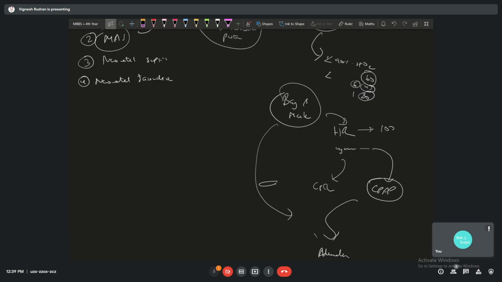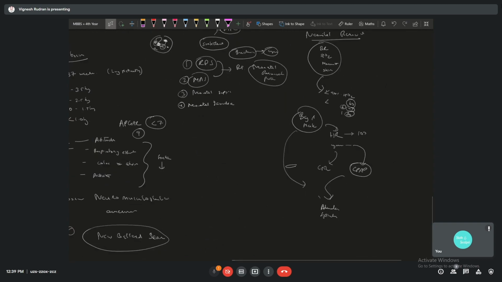This is a rough algorithm. This is not perfect, so please go check your textbooks once. But the concept is, you check the respiratory system, make sure it's all right. You supplement it, and then check the cardiovascular system, supplement it. If you're not able to supplement, use drugs, and then take care of the baby. So that is all about your neonatal resuscitation.